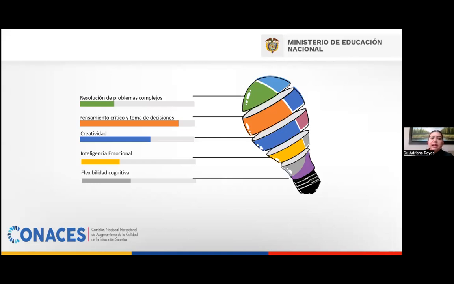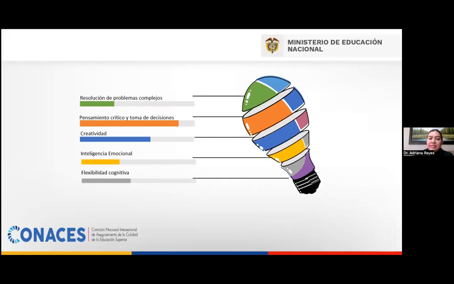Y cuando definamos o planteamos los resultados de aprendizaje de los programas, tenemos que pensar que esos resultados de aprendizaje tienen que contribuir al logro de que estos futuros profesionales alcancen y puedan desarrollar a lo largo de su vida estas competencias para llegar a ser unos profesionales exitosos y que realmente le aporten al medio y a la sociedad.